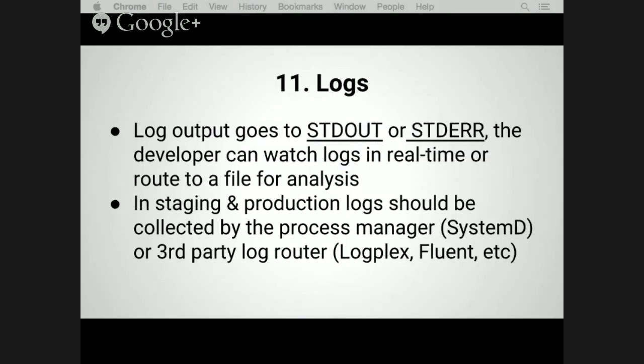So I know some Linux process managers, like systemd, will actually see that the app's spitting stuff out on standard error, and it'll know to grab that and log it. And then Logplex and Fluentd are all third-party routers that will do that for you.